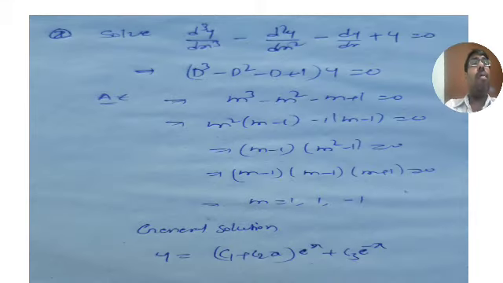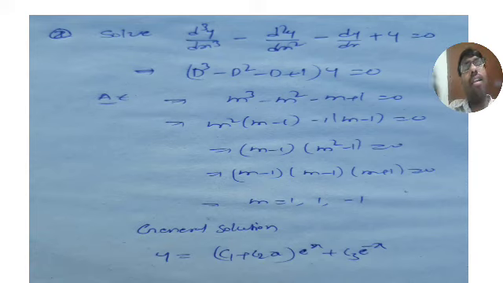This is my second problem. Solve d cube y by dx cube minus d square y by dx square minus dy by dx plus y is equal to 0. So again, what is the order? Order is 3. If order is 3, how many roots? You look at 3 roots. So first of all, what is our target? You have to find the roots. Once you find the roots, you can write the general solution.